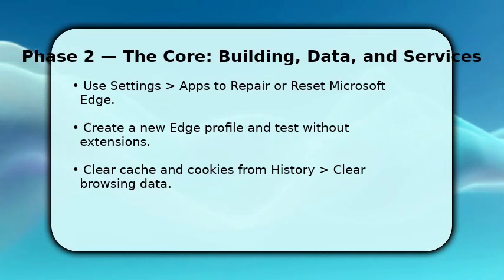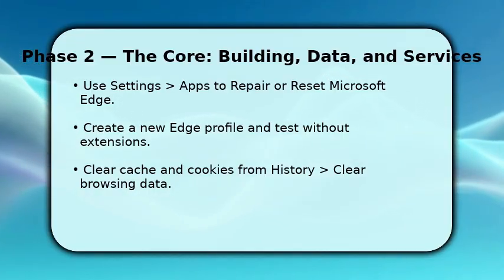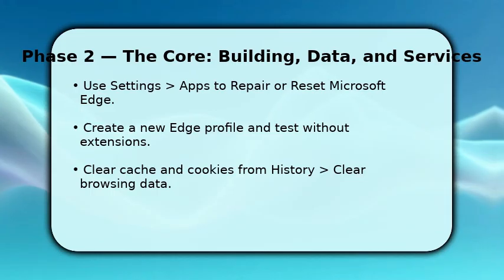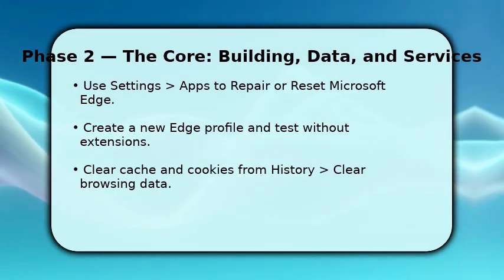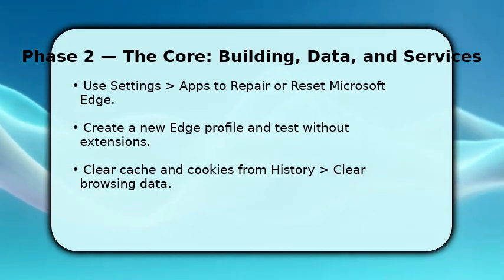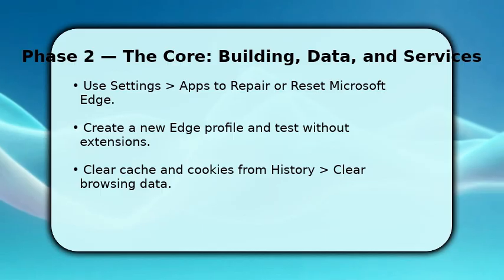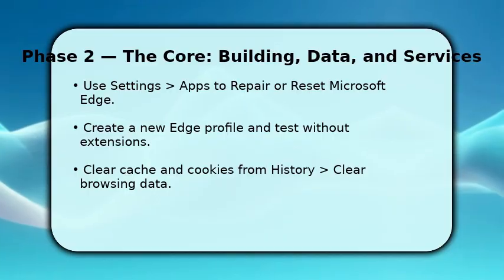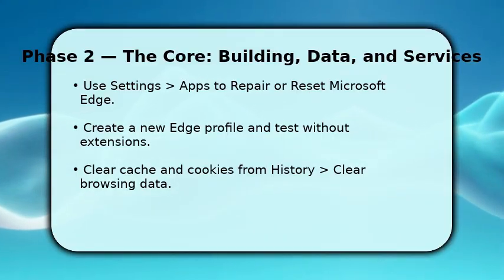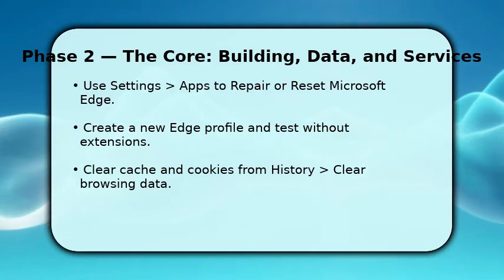You should now run the built-in repair first. Go to Settings Apps, locate Microsoft Edge, and choose Repair. This restores core files without losing data. If crashes persist, perform Reset to return settings to default. Once reset, create a new user profile and start Edge without extensions to isolate the fault. Clear the cache and cookies to remove corrupted files that often trigger crashes.